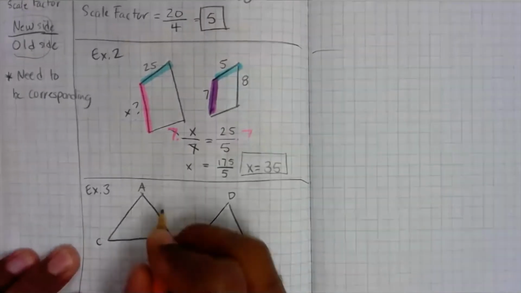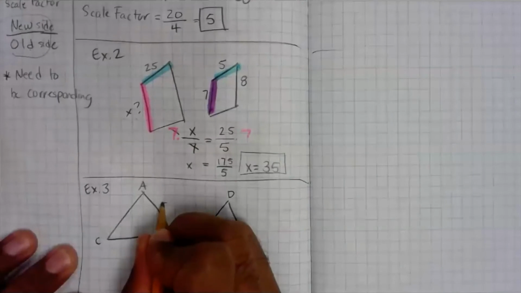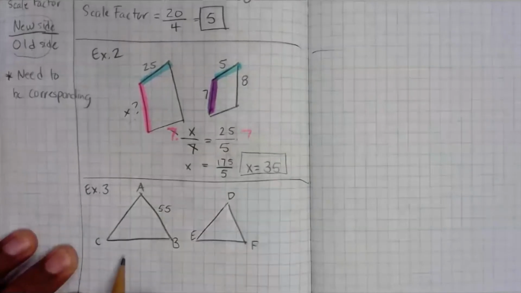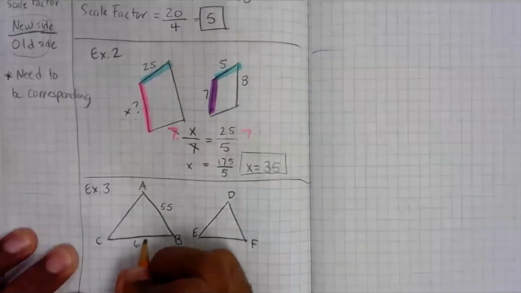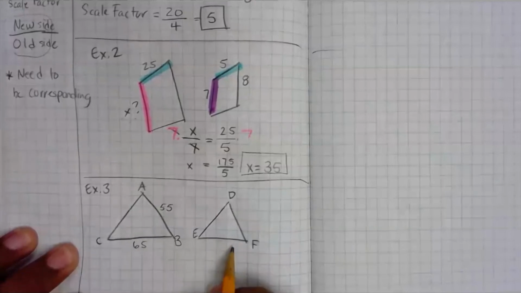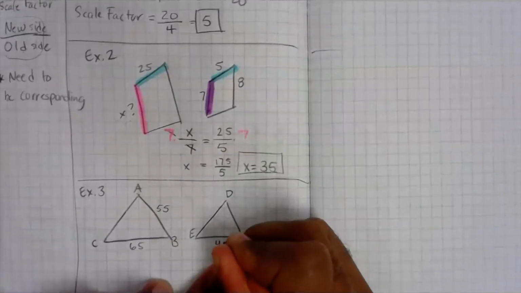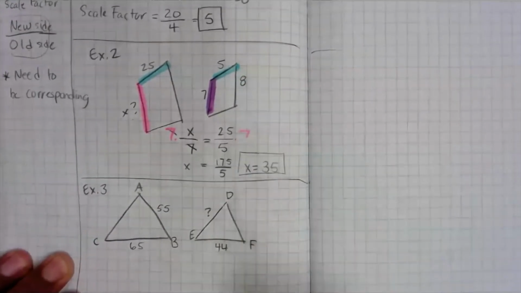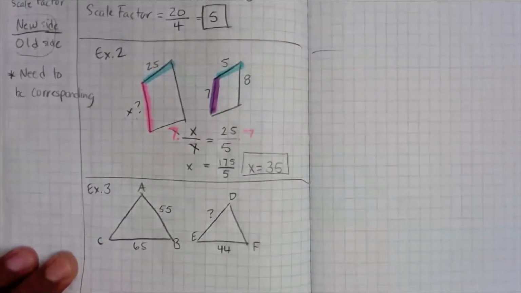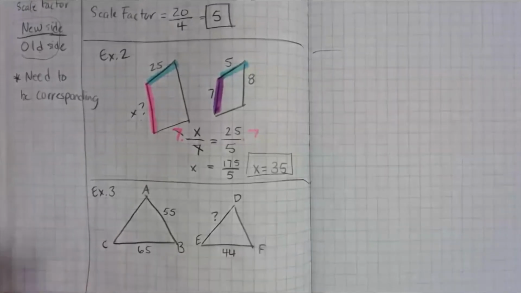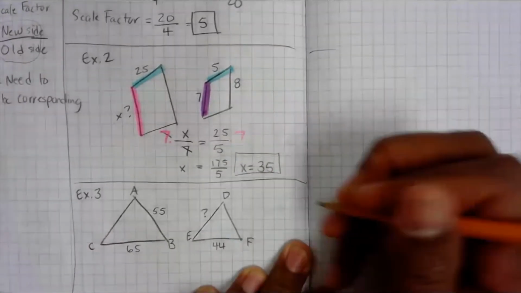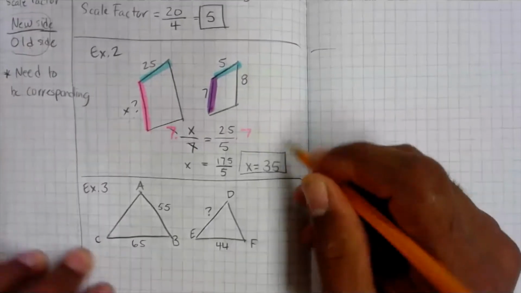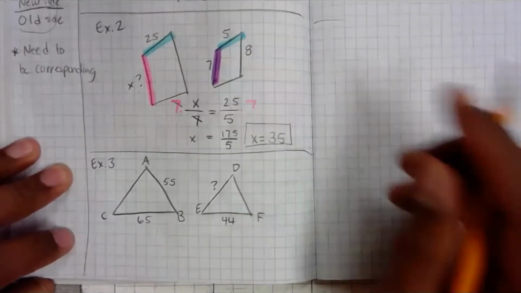Okay, and what we know is that side AB is 55, side CB is 65, side EF is 44, and what we're looking for is side DE. Okay, now we have a congruence statement. Move this up a little bit.